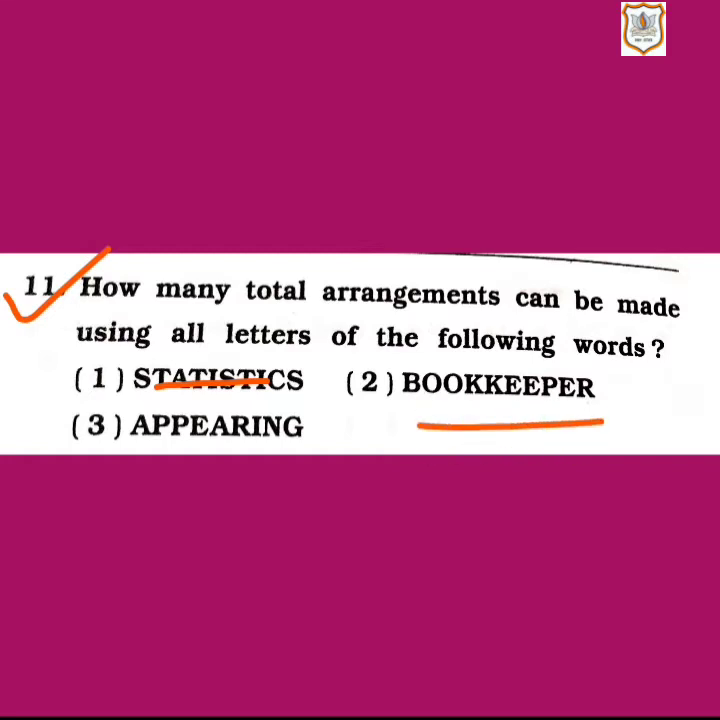If you read bookkeeper, the letters are repeating. If you read appearing, then some of the letters are repeating. So whenever such words have repetition of letters, we will use the identical permutations formula, that is n factorial upon p factorial q factorial r factorial. So this formula will be used in this sum and we'll solve it. Let's solve and be more clear.